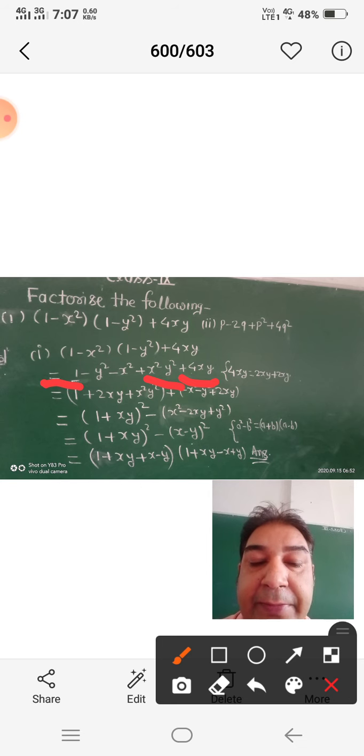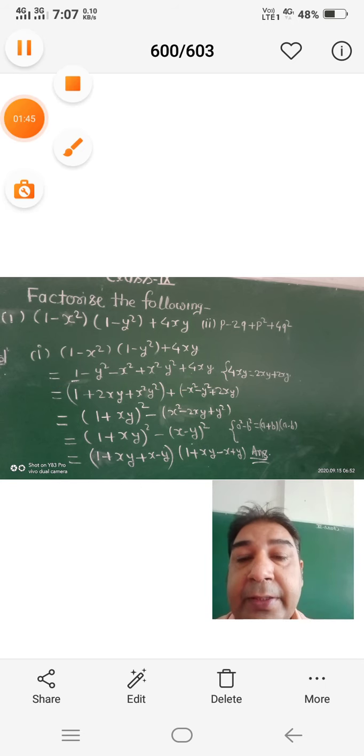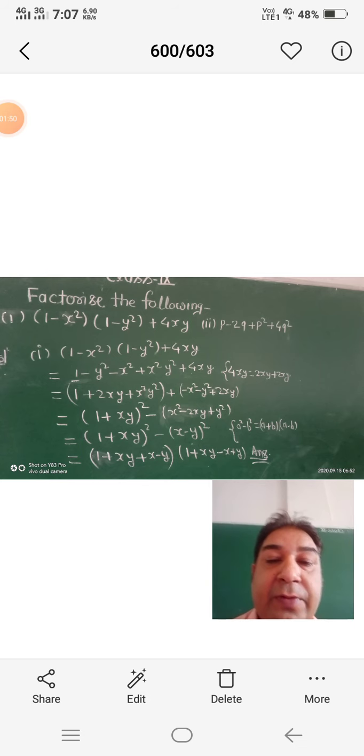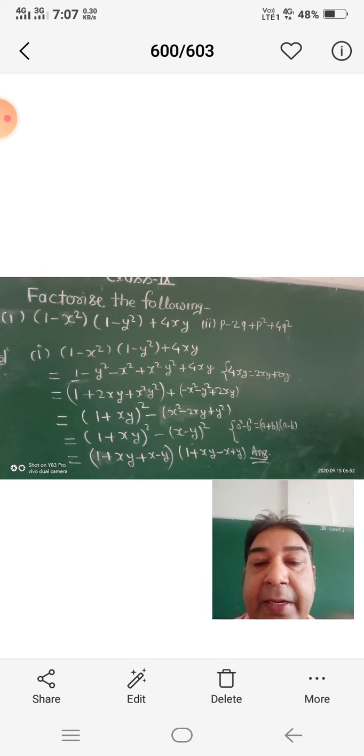So you get 1 plus 2xy plus x square y square. After then the remaining term will be minus x square minus y square plus 2xy. Take the common minus, you get 1 plus 2xy plus x square y square minus the bracket.